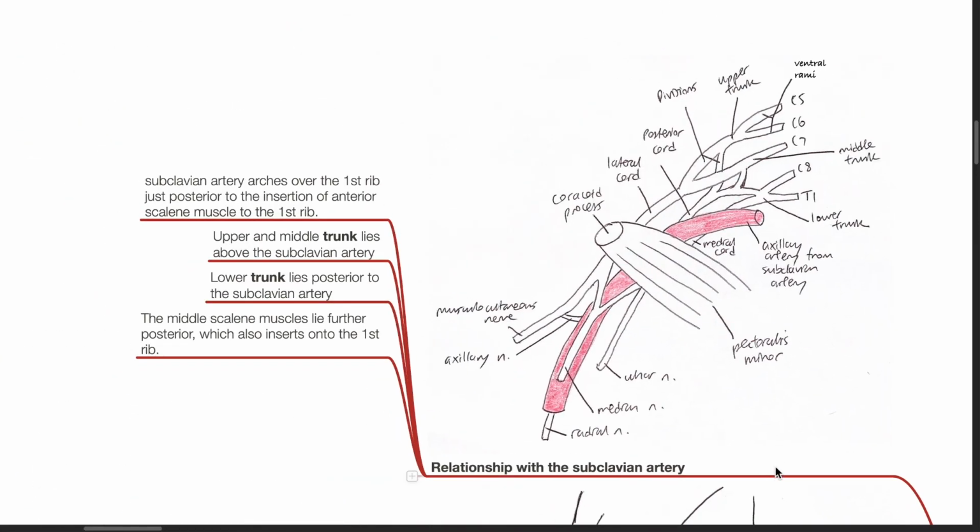Relationship of the brachial plexus with the subclavian artery. The subclavian artery arches over the first rib just posterior to the insertion of the anterior scalene to the first rib. Upper and middle trunk lies above the subclavian artery. The lower trunk lies posterior to the subclavian artery. The middle scalene muscle lies further posterior, which also inserts into the first rib.